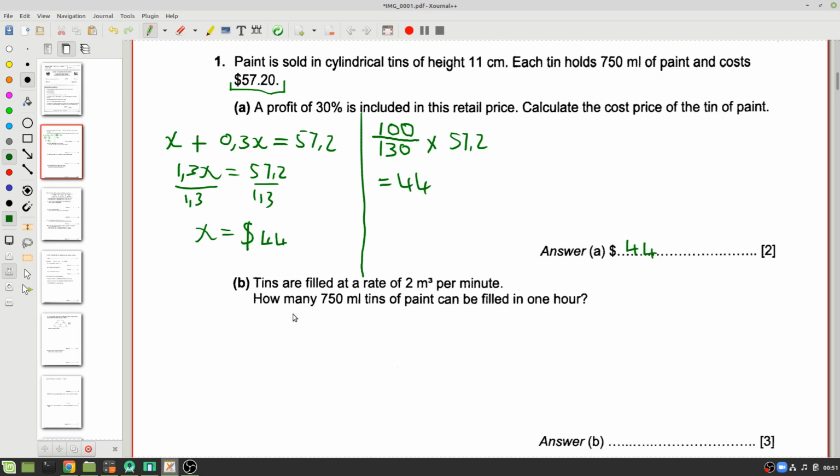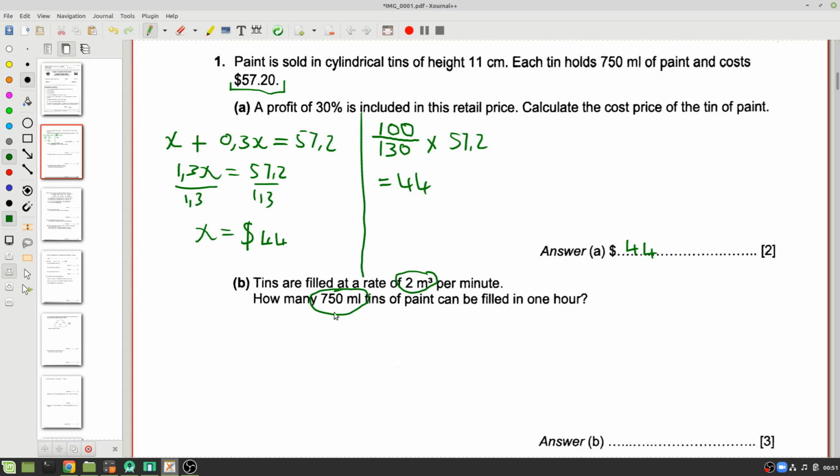Now the second question: tins are filled at a rate of 2 cubic meters per minute. How many 750 ml tins can be filled in 1 hour? Okay, so let's see what we need to do. We see here we've got a cubic meter as a unit, and we've got a milliliter. So we've got a cubic distance and a milliliter type of thing.